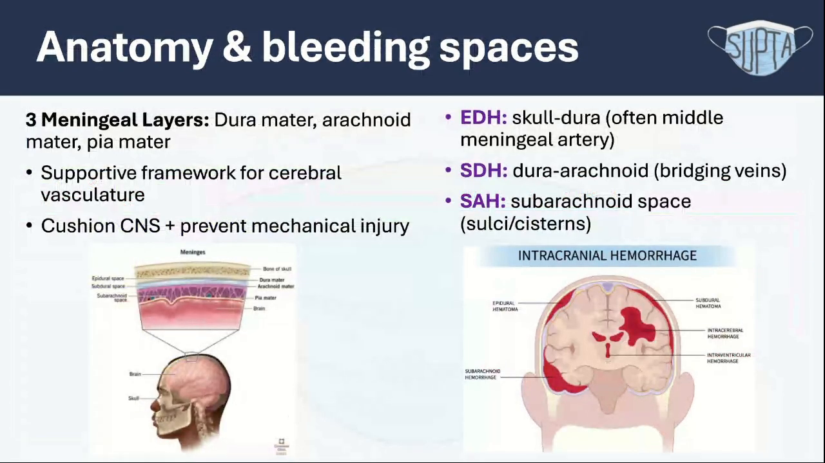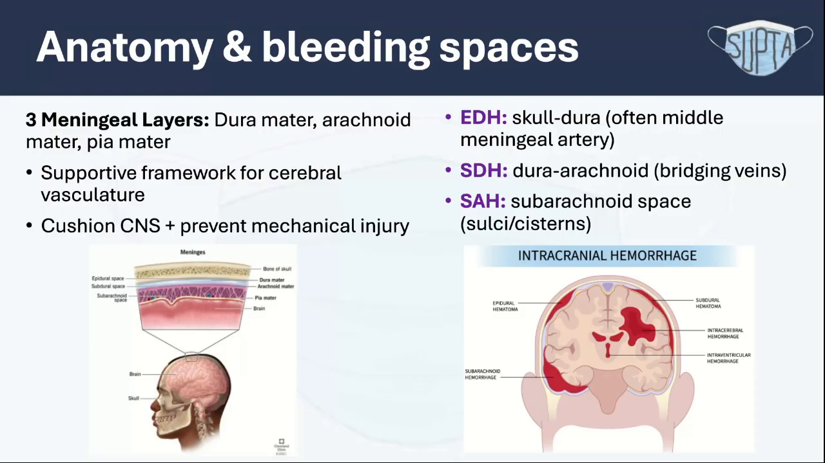Now you have the meninges, which are the protective membranous coverings surrounding the brain and the spinal cord. There are three layers: the dura mater, the arachnoid mater, and the pia mater. These layers do two important things. First, they provide a supportive framework for the cerebral vasculature. Second, together with the cerebrospinal fluid, they help cushion the central nervous system and protect it from mechanical injury. So quite supportive and good for us.